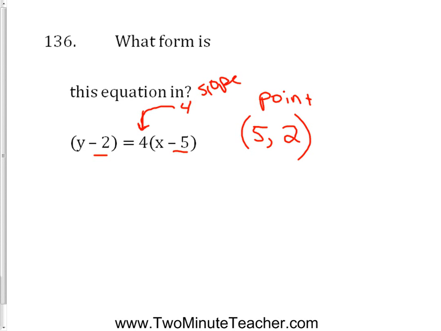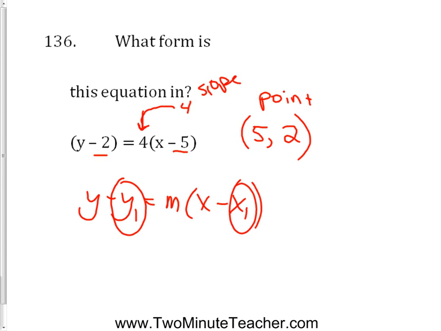All right, and the general form of that, by the way, is y minus y sub 1 equals m times x minus x sub 1. All right, where that is a point and that is the slope.